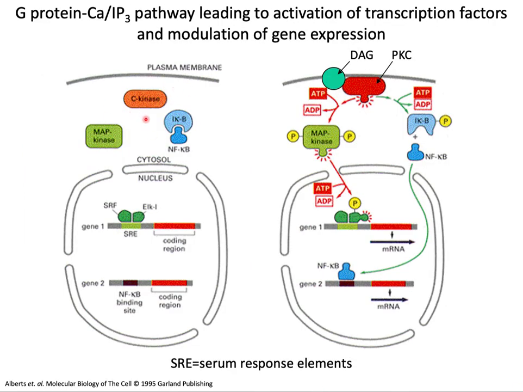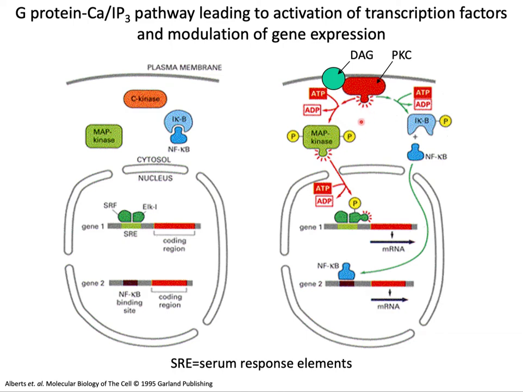On the left-hand side, what we are seeing is an inactive protein kinase C, or in this case it's called C kinase. It is the same thing. You have an inactive MAP kinase in green in the cytosol, and you also have an inactive NF-kappa B, which is associated with the I-kappa B complex in a dimeric form. The NF-kappa B is a transcription factor, but when it is dimerized with this I-kappa B in the cytosol, it is inactive.